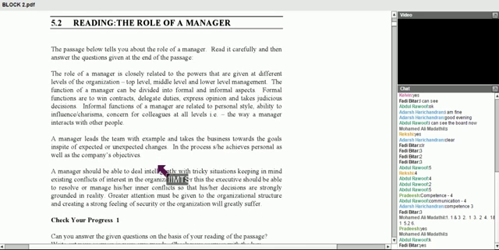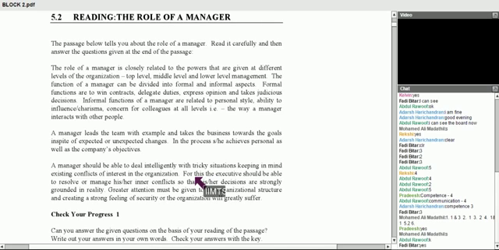A manager should be able to deal intelligently with tricky situations, keeping in mind existing conflicts of interest in the organization. So see, a manager has to resolve conflicts from time to time, because unless and until the conflicts are resolved, it's not good for the organization as well as for the team. People in the team won't be able to gel well. They won't help each other. They won't work as one unit. The feeling of oneness won't be there.